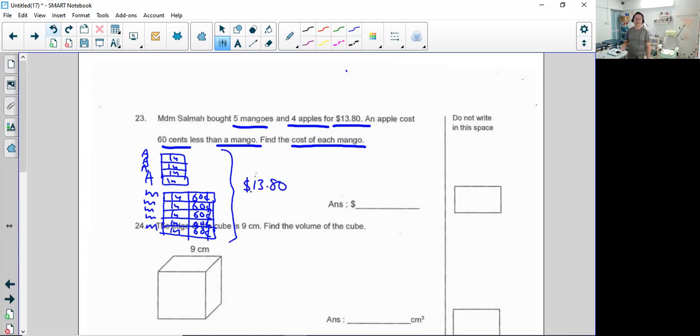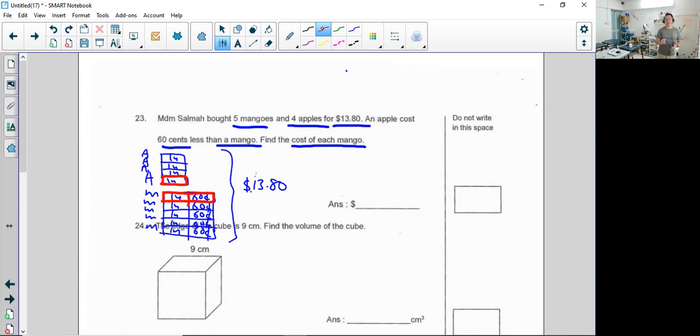So when do we draw a stacking model? When you see many of one type, right? Yes, you see 5 mangoes, and you see 4 apples, you can stack up, right? But before you can stack up, what must you do? Like what I told you just now, you must start with a comparison model.